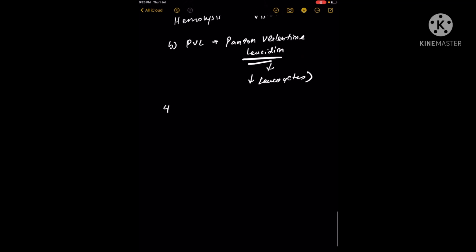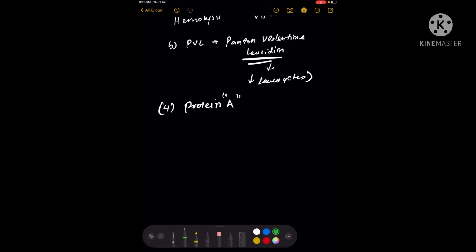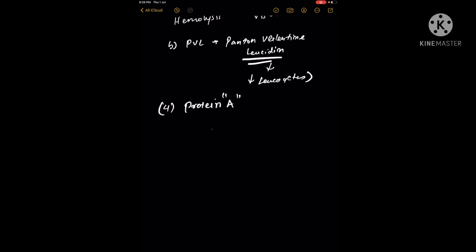The fourth virulence factor is protein A. It's very important. So for protein A, first I'm going to give a briefing about the immunoglobulin. So this is an immunoglobulin, with a heavy chain and a light chain.